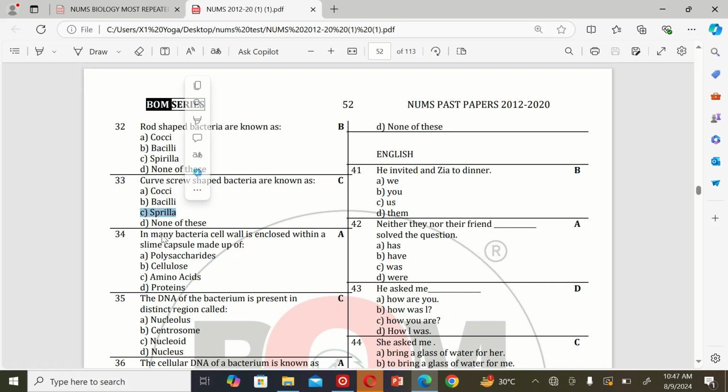The next MCQ is: in many bacteria, the cell wall is enclosed within a simple capsule made up of A. polysaccharides, B. cellulose, C. amino acid, and D. protein. So the correct option is A. polysaccharides.